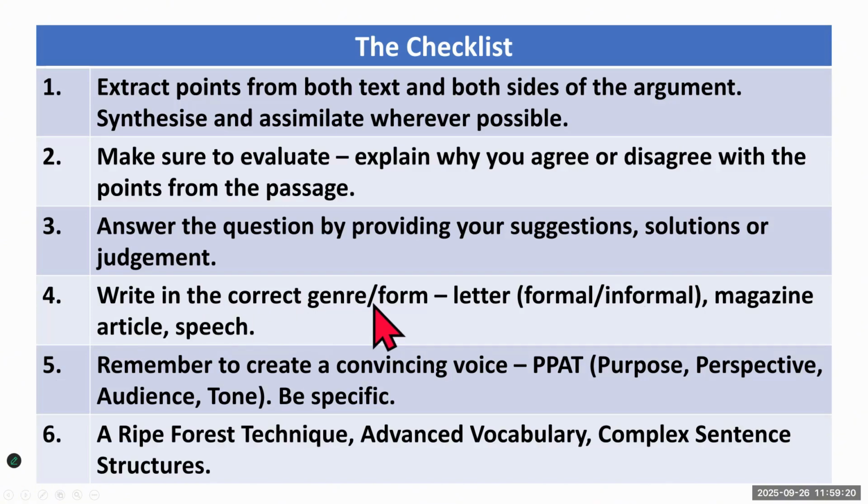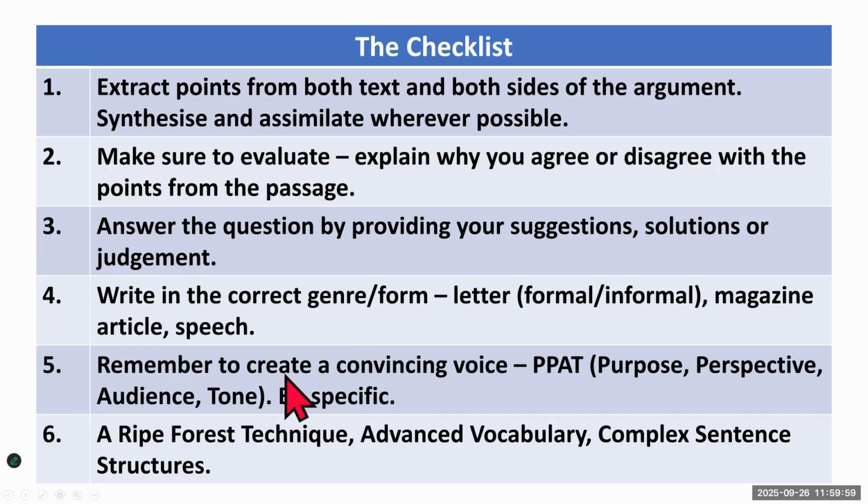This is of utmost importance. Write in the correct genre or form, whether it's a letter, and you should also identify whether it's formal or informal. Again, I have a video on this. Formal is when you are writing to your teacher, your head teacher, your boss. Informal is when you're writing to your friend or your relatives. So make sure you're writing in the right form, whether it's a letter, magazine article, or speech. There will only be 3 in this paper 2. In paper 1, there are 7 different types.